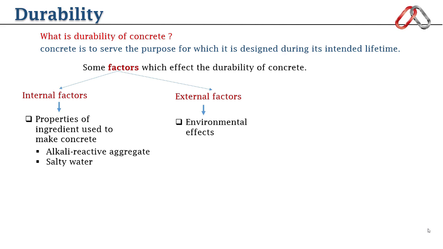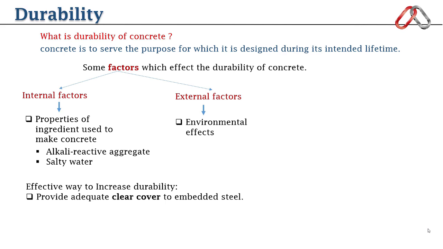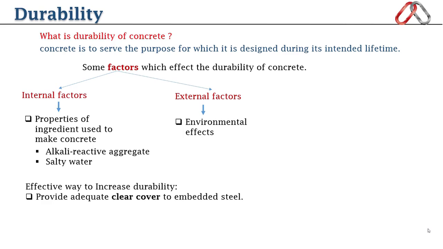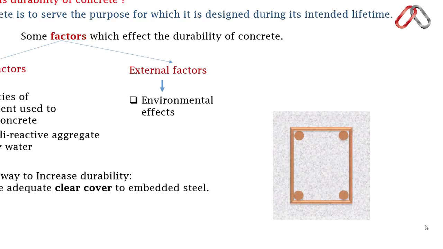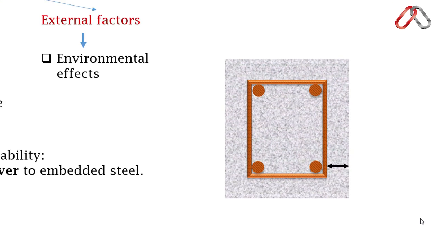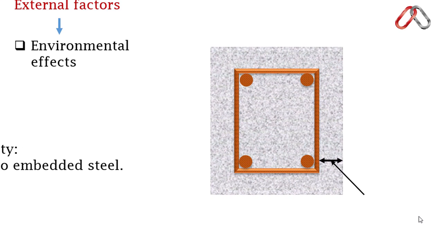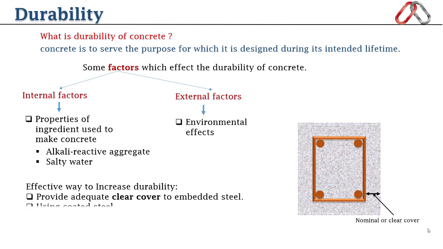So how can we increase the durability of concrete? There are some effective ways to increase the durability of concrete. Number one, provide adequate clear cover to embedded steel. This is a cross section of a beam, and this length from the extreme fiber to the steel is known as nominal or clear cover. To protect steel from corrosion, we should provide adequate clear cover. Another way to protect steel from corrosion is to use coated steel.